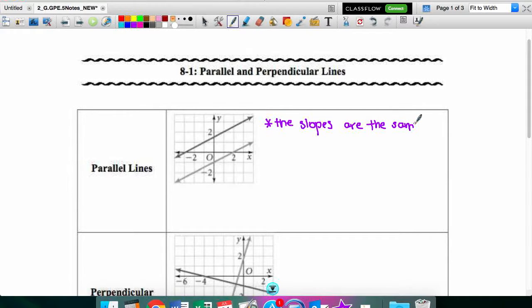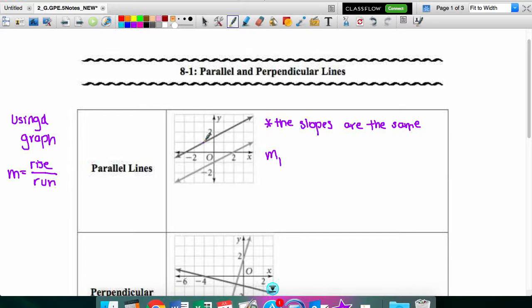I have an example in this box, so let's compare the two slopes for each line. When given a graph, we're going to calculate the slope by finding the rise over run. So using a graph, our slope will be equal to the rise over the run. So let's go ahead and find our two slopes.